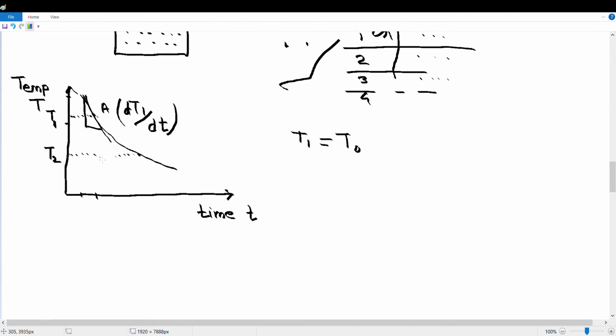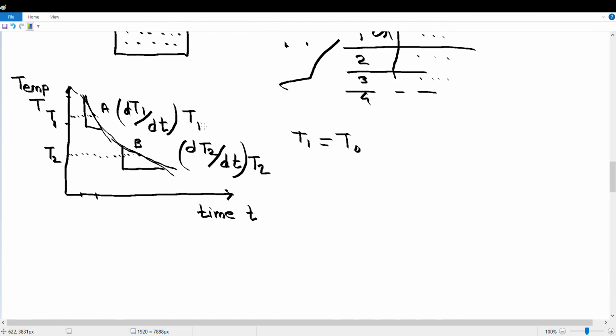Now we are interested in finding the rate of cooling at temperature T2. Suppose this is the point B. For this, we again draw a tangent passing through this point B. Then the slope of the tangent is dT2 divided by dt. This is the rate of cooling at temperature T2, and this is the rate of cooling at temperature T1.